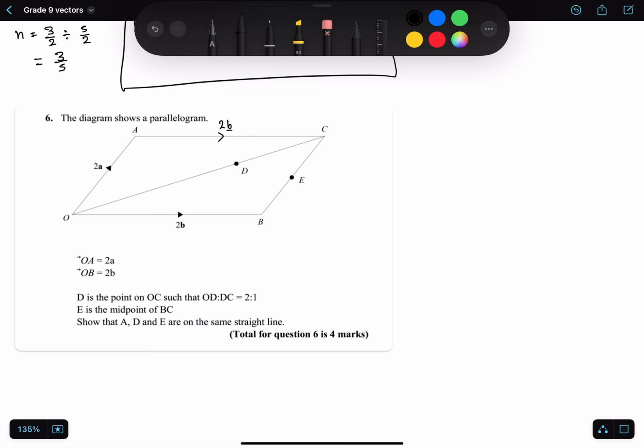So again, we split the line O to C into 3 parts. We know that O to D is 2 of those parts, so that's 2/3 OC, and therefore DC is 1/3 OC, and we draw the arrows. And they also tell you that E is the midpoint of BC. Now we know that BC is parallel to OA, and if we divide 2A by 2, we get two parts, each with the vector A. So we know that B to E would be given by the vector A, and E to C would also be given by the vector A.